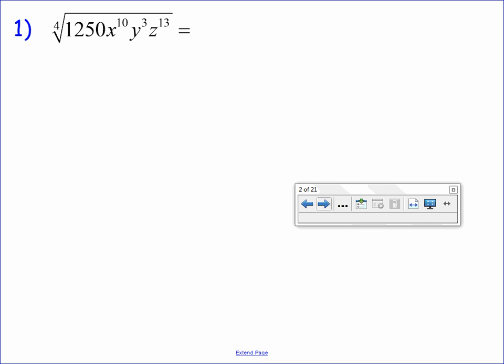Is 1250 a perfect fourth power? No, but it contains one, right? What's the greatest perfect fourth power that divides evenly into 1250 without a remainder, Margot? 625. So let's go ahead and rewrite this fourth root as a product of factors where I do have perfect fourth powers. I know they'll simplify to integers or powers with integer exponents out front. So we're going to break up that 1250 into, Margot says, 625 times 2.